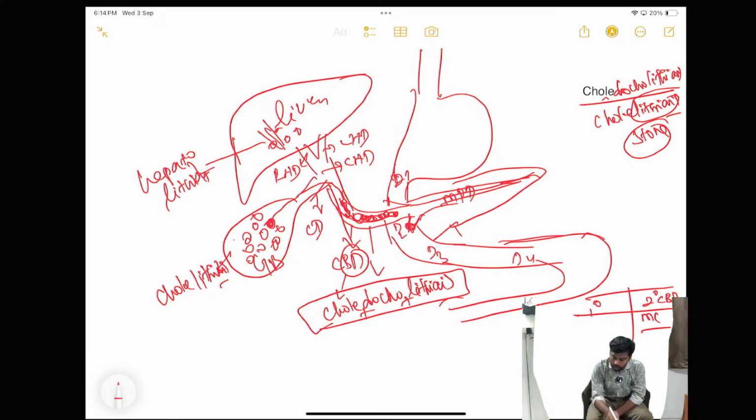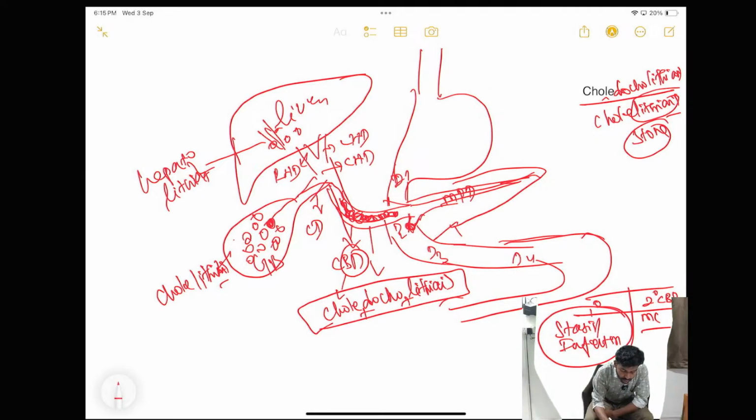Within the CBD, that is the biliary tree, if stones form right here, that is called primary stones. When will it occur? When there is any stasis or biliary infection, then the stones form there and produce primary stones. So the stones you can divide into two types.